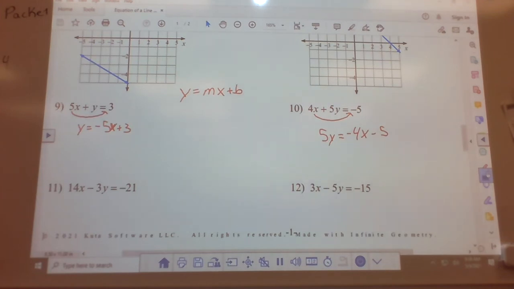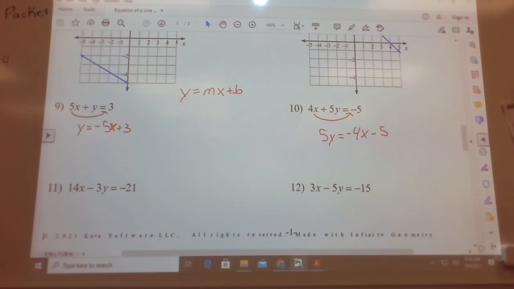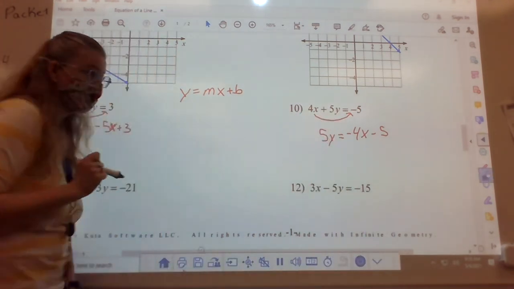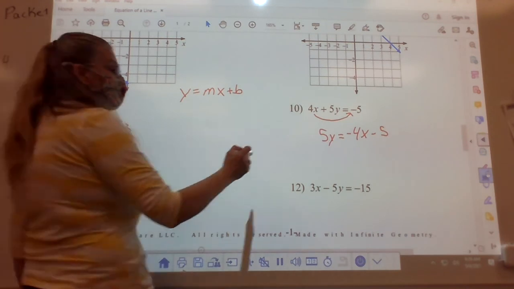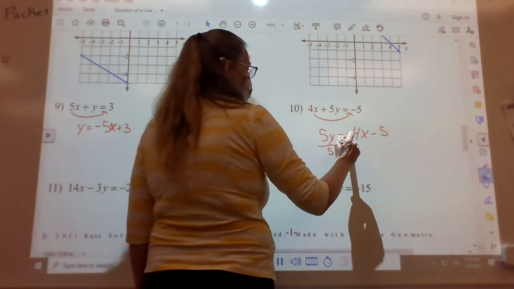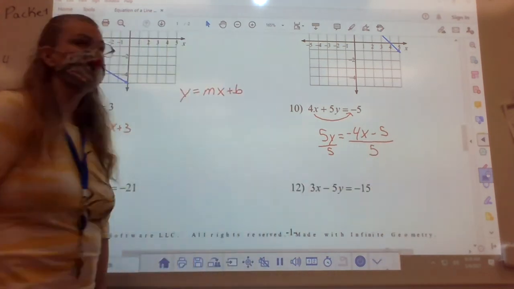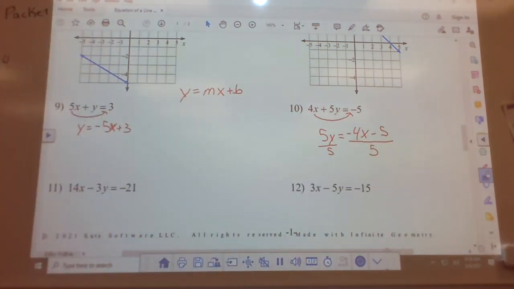Well, this time I'm not done, because I want the y all by itself. So that means I got to get rid of that 5. And how can I get rid of a 5 in front of a y? Minus it or add it. This is 5 times y, because it's right next to each other. Divide. So you're going to divide everything by 5. Make sure everything gets divided.